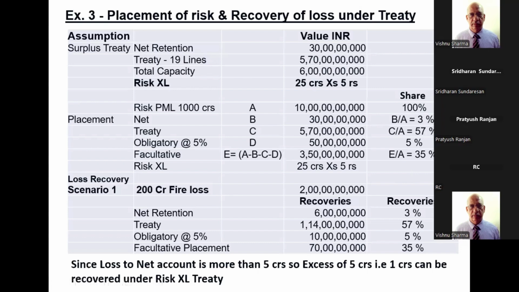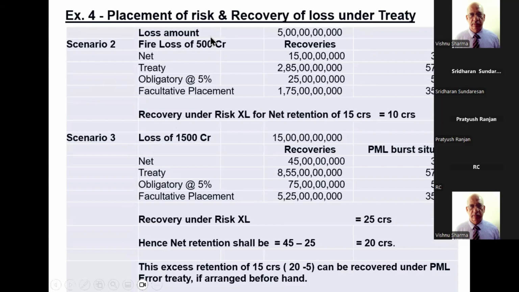Now in this particular example, suppose another loss of 500 crores has taken place. Now you see what happens. Earlier we have seen 200 crores loss. Now see the case of a 500 crores loss. So here the retention will be how much? In that case, how much would be the recovery? For a 500 crores loss, 3% as I told you, so it will be 15 crores instead of 6 crores. The net retention would be 15 in a 500 crores loss. Recovery from the treaty will be 285. Obligatory will be 25. And facultative at 35% is 175. So here the risk excess will come into the picture to protect the net, which is 15. So it is 25 in excess of 5. So 10 crores would be recovered under the risk excess treaty in this particular case.